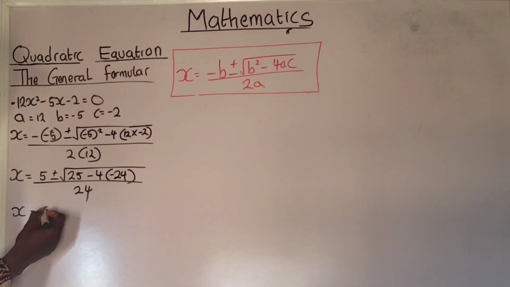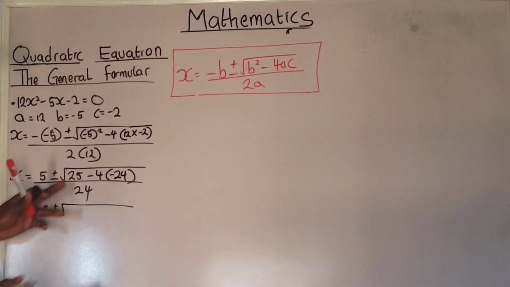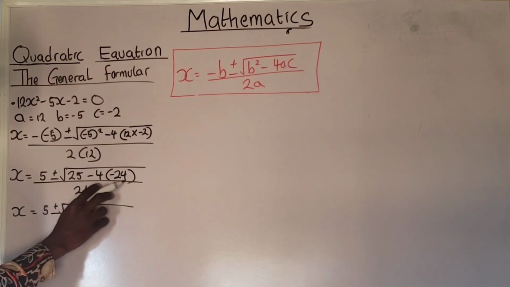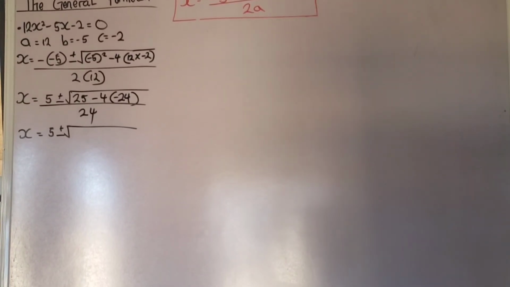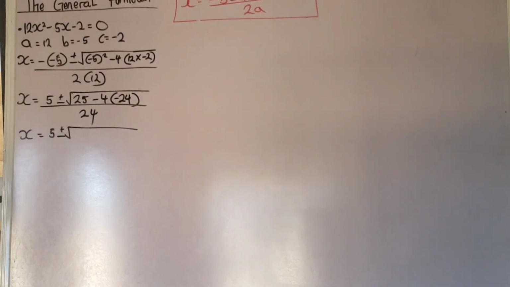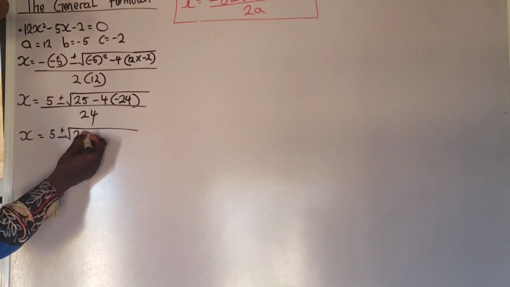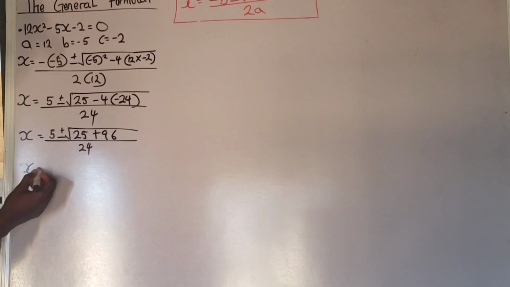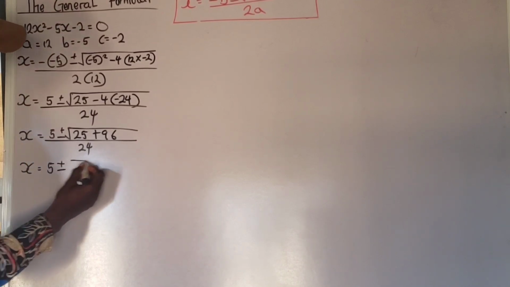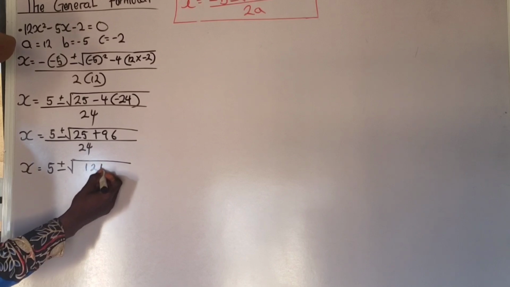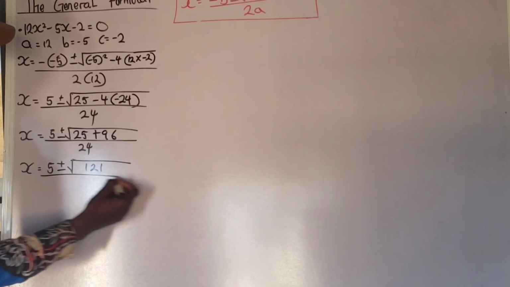x will be equal to 5 plus or minus. Now, let us simplify this: 25 minus 4 multiplied by 12 multiplied by -2. The first step is that you have to first take the product of -4 and 24. -4 multiplied by 24 is 96. So here I'm going to have 25 plus 96, all over 24. So x will be equal to 5 plus or minus the square root of 25 plus 96, that will be 121. So here I'm going to have 121 all over 24. Are you paying attention?